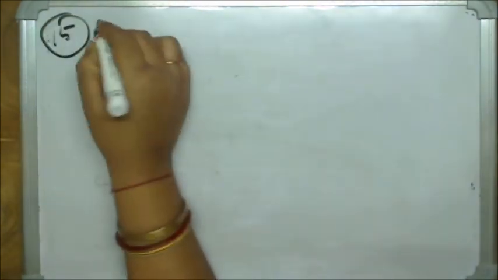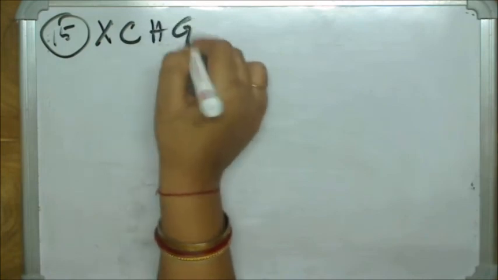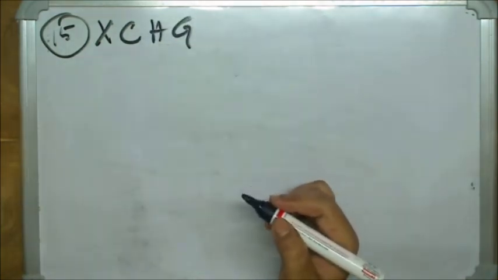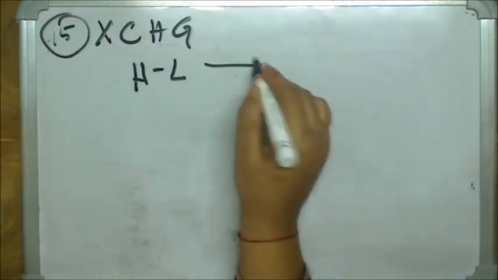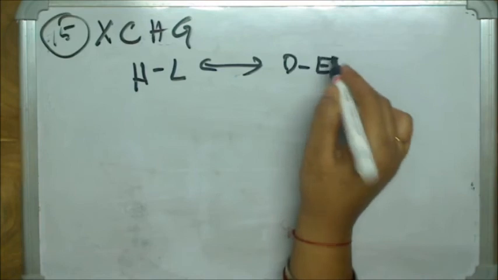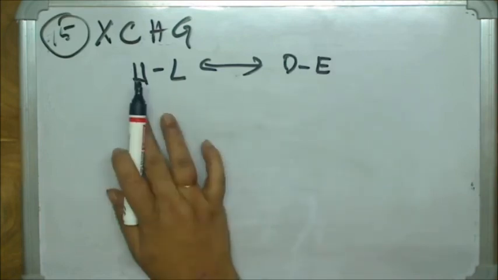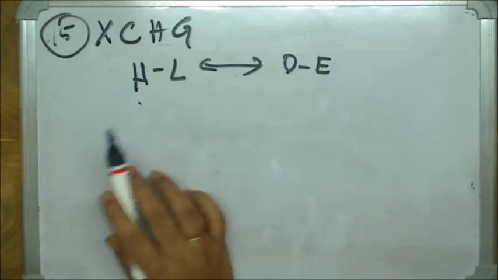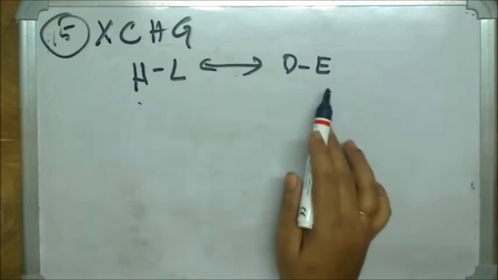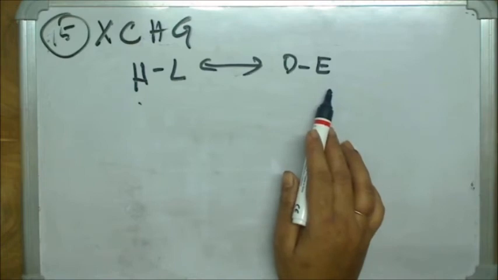Okay? Now the next instruction is exchange. Exchange what? Exchange the content of HL pair and DE pair. Remember, this instruction works only on HL pair and DE pair. Clear? Now, what are we doing in the exchange instruction? We have to exchange the content of HL pair and DE pair. Now, how will it be done?